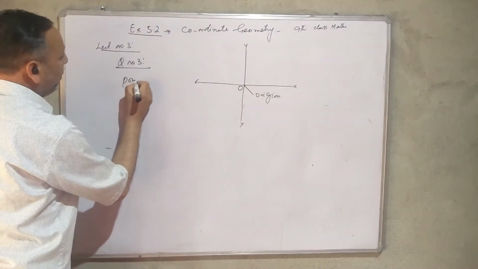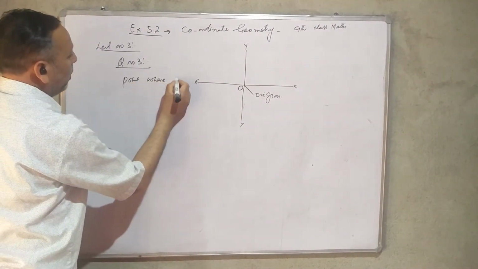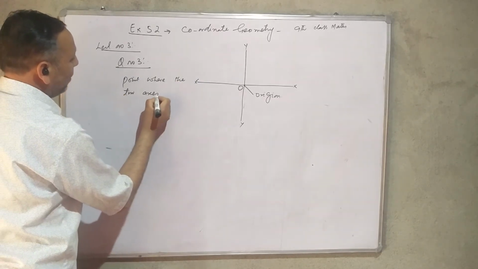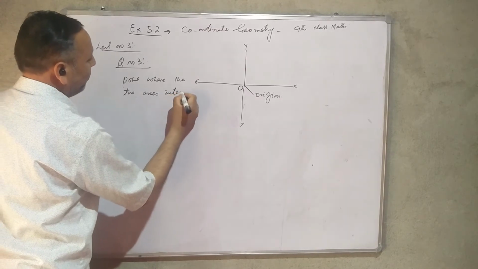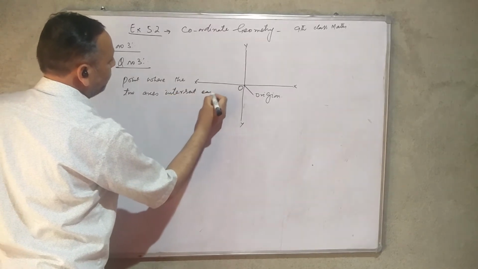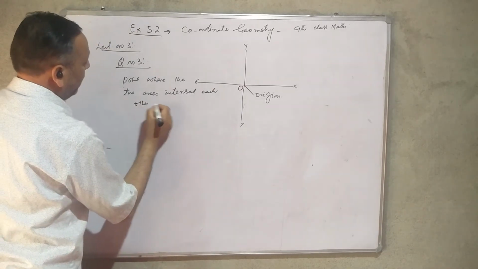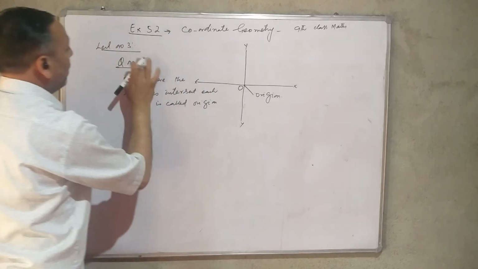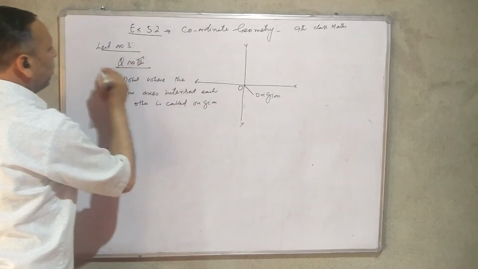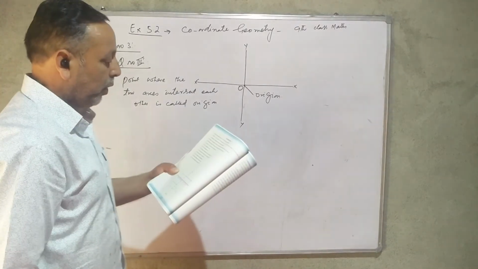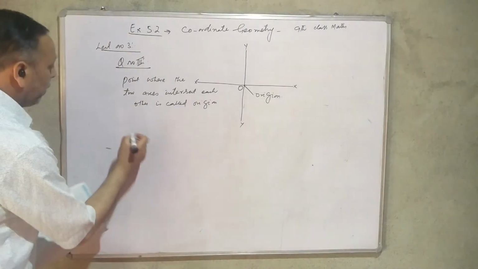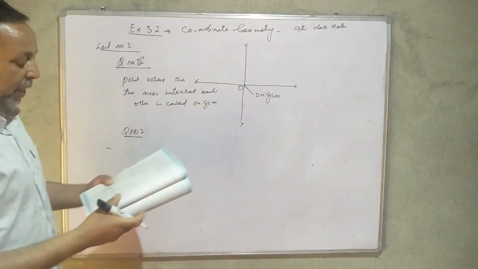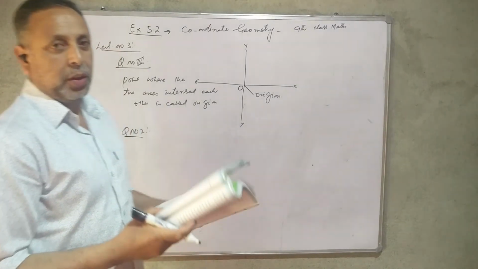So the point where the two axes intersect each other is called the origin. This was the third part of question first. Now next question. Question number 2. In question number 2, a figure is given. You have to find the coordinates of the points given.